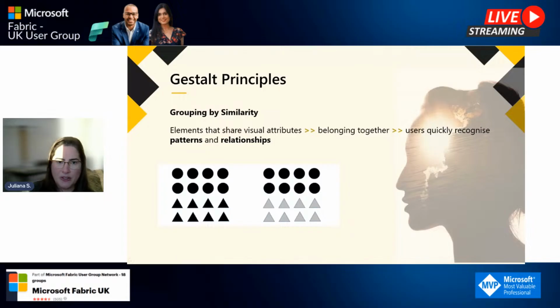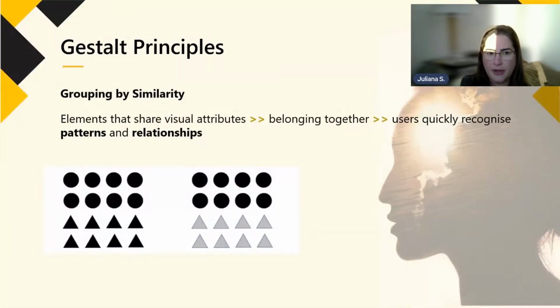Another Gestalt principle is grouping. There are quite a few different principles on grouping. Grouping describes how we naturally perceive elements that are close together, similar, or aligned as part of the same group, even if they're not explicitly connected. In terms of grouping, we have grouping by similarity, and that's when elements that share visual attributes, we see them as belonging together. So users can quickly recognize patterns and relationships.